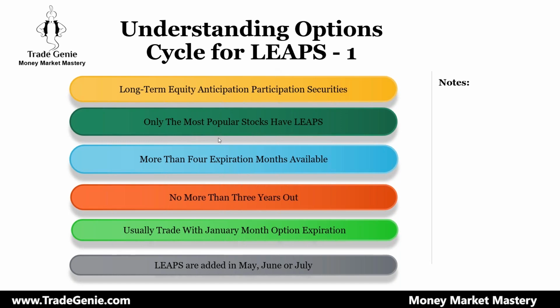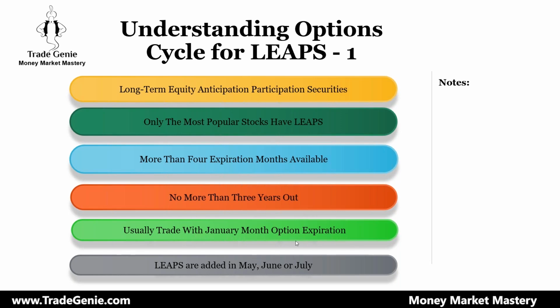Only the most popular stocks have LEAPs, more than 4 expiration months available. Right now we were talking about 4 months. LEAPs have more than 4 months, no more than 3 years out. So they have 3 years. I think that's enough. And I will explain how the 3 years are listed.